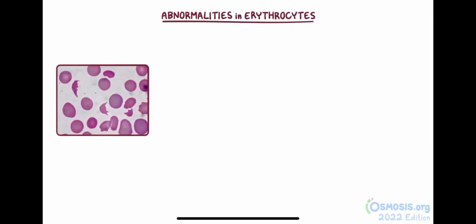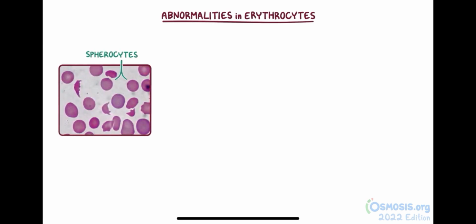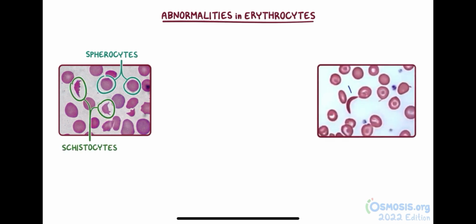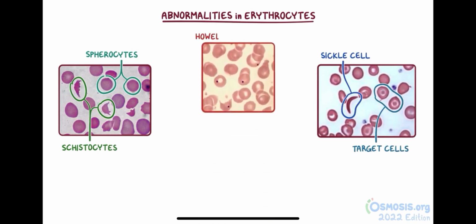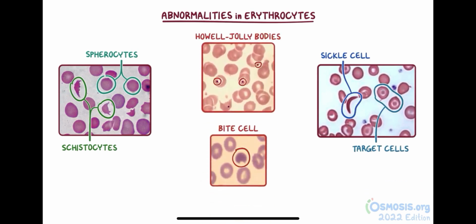Many abnormalities in erythrocytes can be seen with a blood smear, including spherocytes, which lack a distinct pale center, fragmented RBCs called schistocytes, sickle cells and target cells in patients with sickle cell anemia, and many other abnormalities such as Howell-Jolly bodies and bite cells.